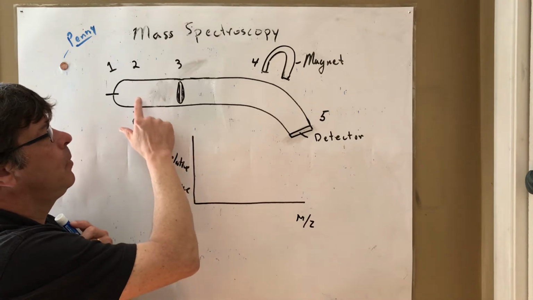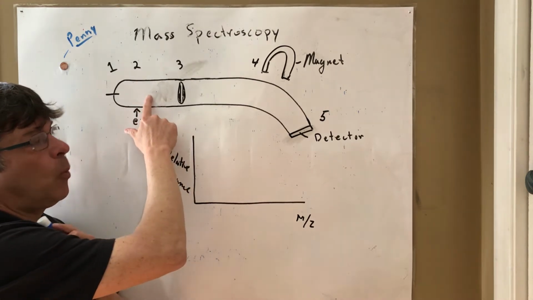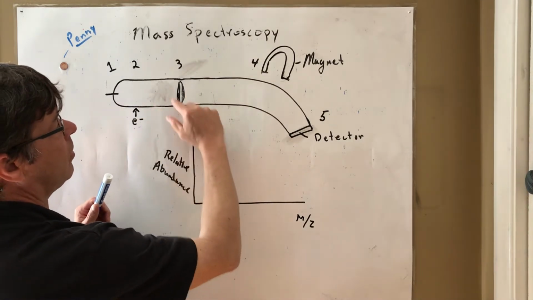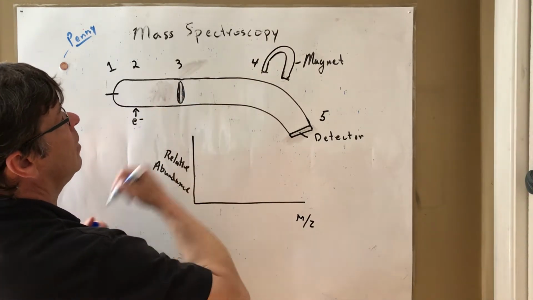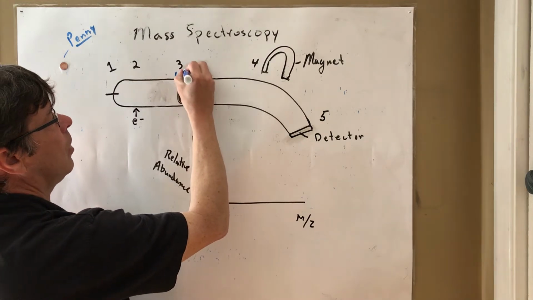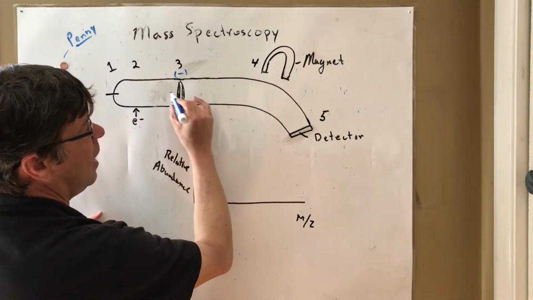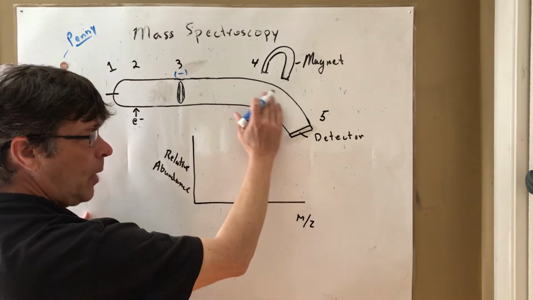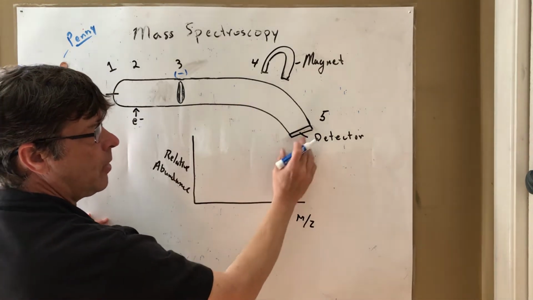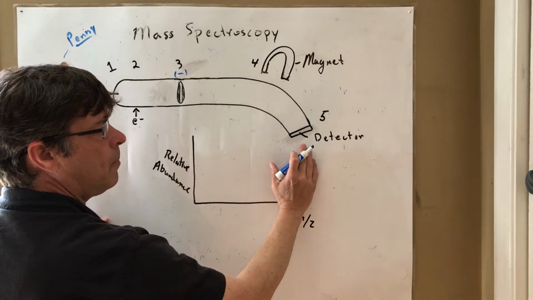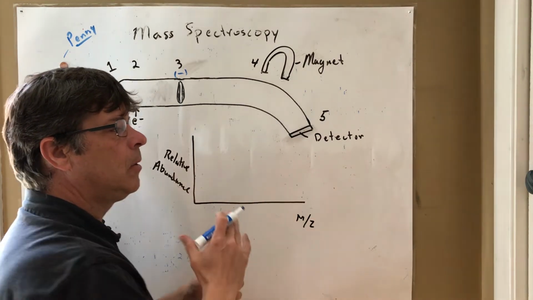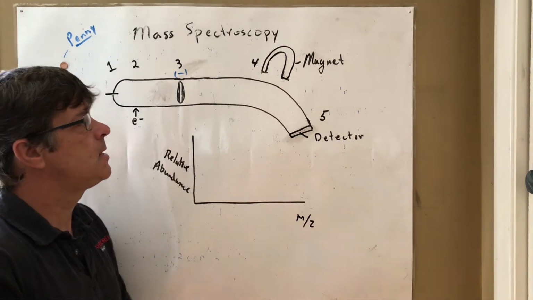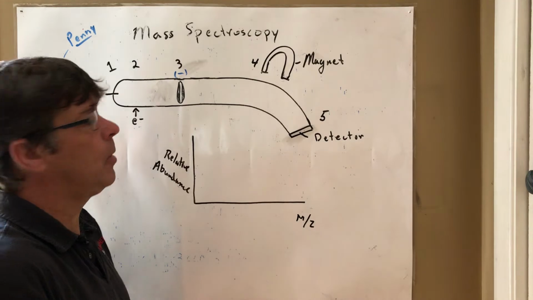All right, and then these +1 ions are going to be accelerated through this little slit. So this will have a negative charge. It'll be accelerated, and it'll go into this magnetic field. We'll see what happens with that in a little bit. And then there's a detector here that can detect the charged ions. So 5 different parts to this mass spectrometer.